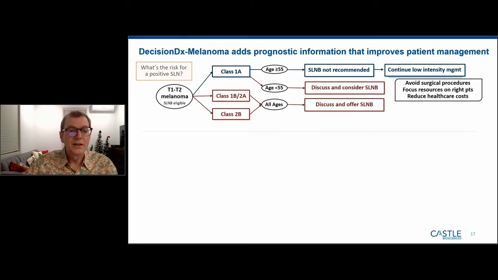So if we're looking at gene expression profiling and how it can aid sentinel lymph node biopsy, essentially T1, T2 thickness melanomas, when you get a class 1A signature greater than 55, essentially sentinel lymph node biopsy could be excluded and those patients could be managed low intensity in the dermatology office. Intermediate or high-risk melanomas from a gene expression profile for all ages should be referred to and considered for sentinel lymph node biopsy because these patients will have a greater than 10% sentinel lymph node biopsy positivity rate.